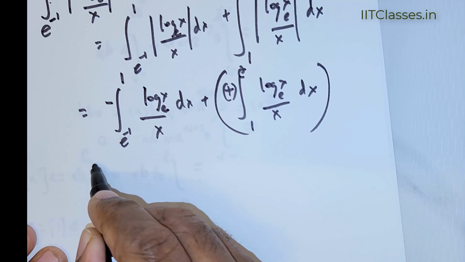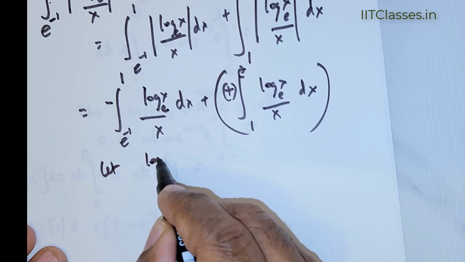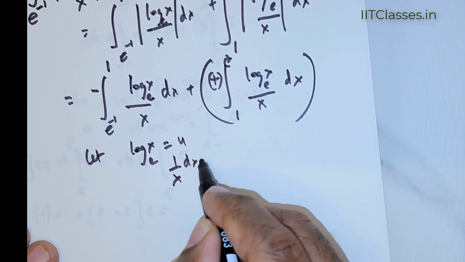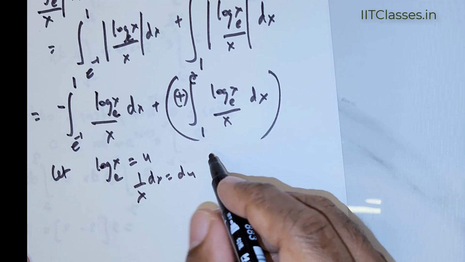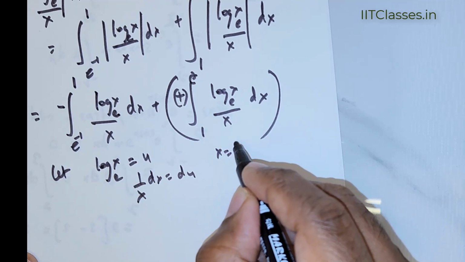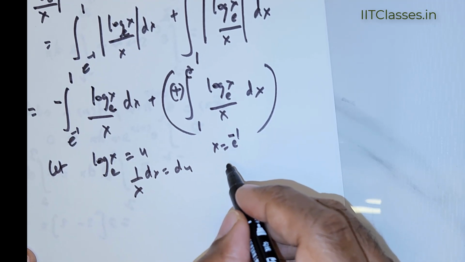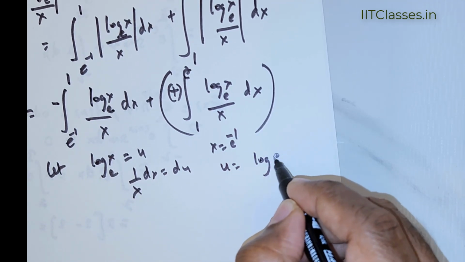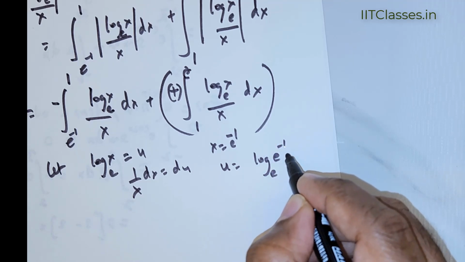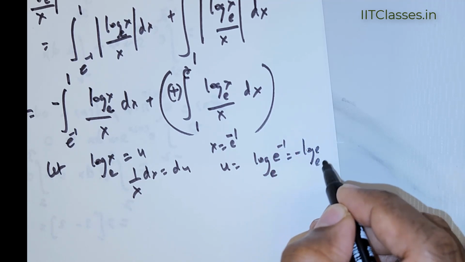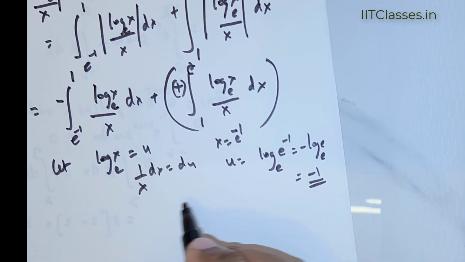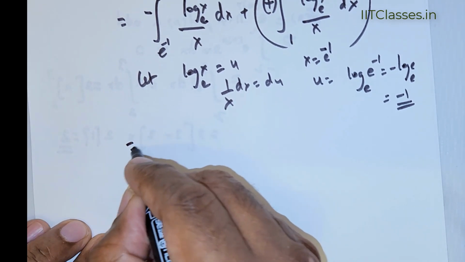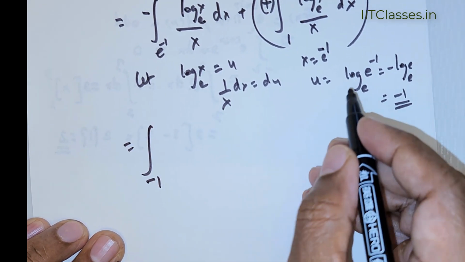So if I were to take log x to the base e to be some u, 1 over x times dx is equal to du. So when x is equal to e raised to the power of -1, what do we have here? u is log of e raised to the power of -1 to the base e, which is negative times log e to the base e, which is -1. So the integral is going to be, this is -1.